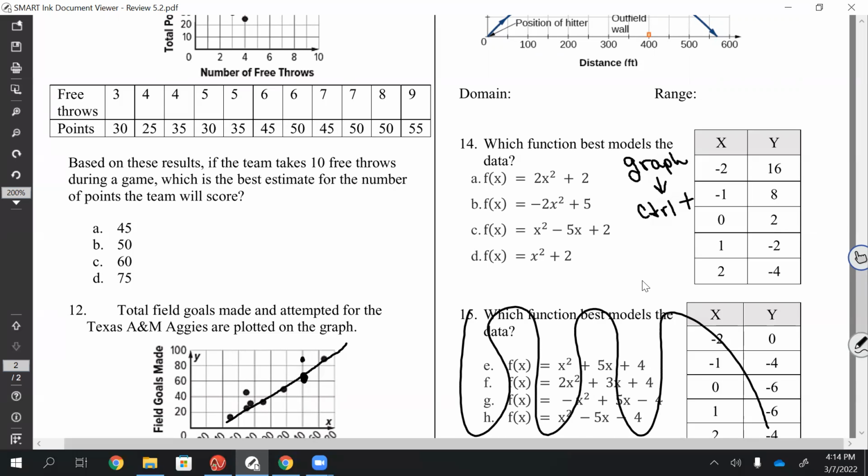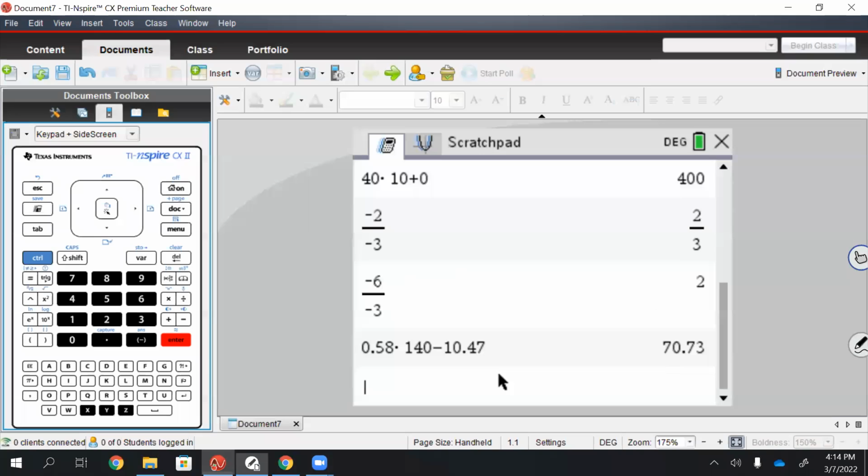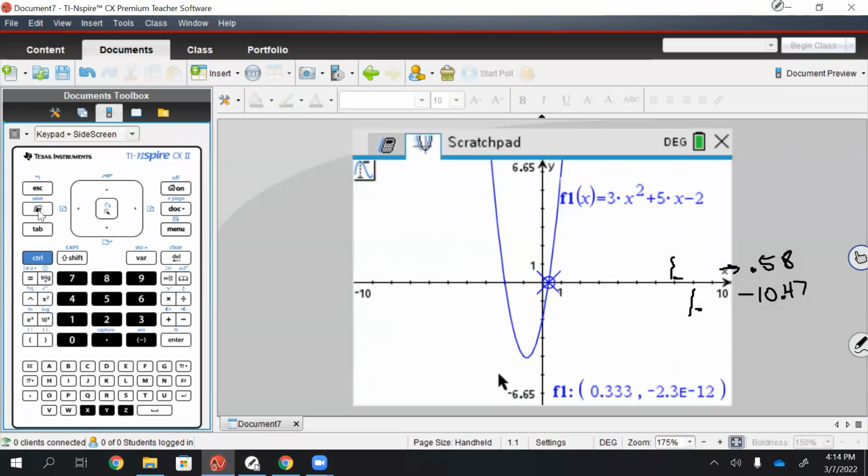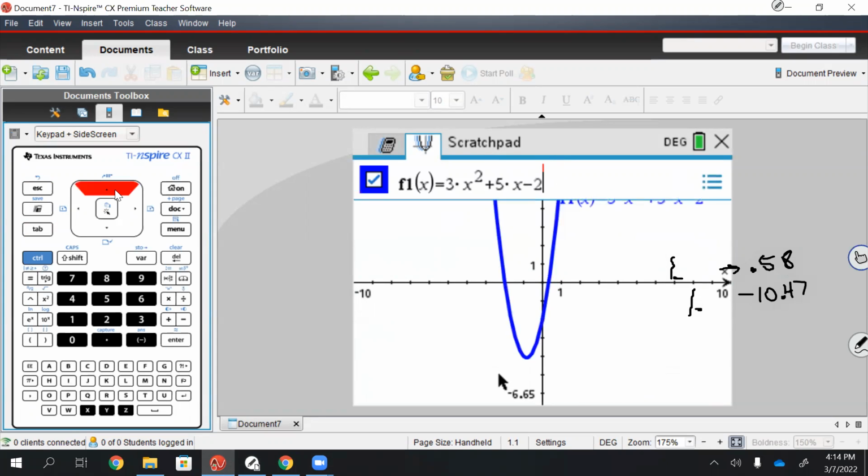So let's graph our first one here, 2x squared plus 2. So I'm going to switch over to the graph. I'm going to press escape because I need to get out of the trace there. And I'm going to press tab and press the up arrow because I don't want this old one there.